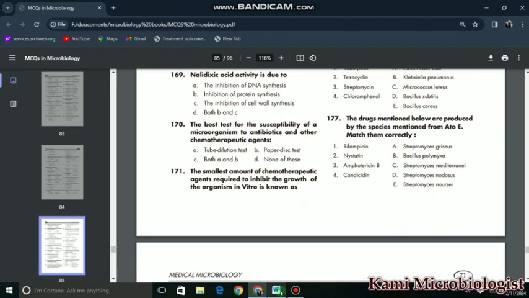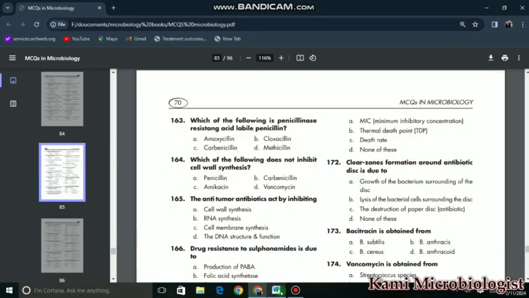Then we have 171 MCQs which says that the best test for the susceptibility of the microorganism to antibiotics and other chemotherapeutic agents is the tube dilution and paper disc, so we can say both A and B is the correct option. C is the correct option. 171 MCQ says that the smallest amount of chemotherapeutic agent required to inhibit the growth of the organism in vitro is known as what? MIC, minimum inhibitory concentration. A is the correct option. 172 MCQ says that the clear zone formation around an antibiotic disc is due to the lysis of bacterial cells surrounding the disc. Okay, so B is the correct option.